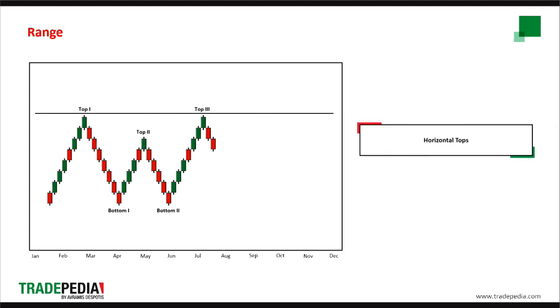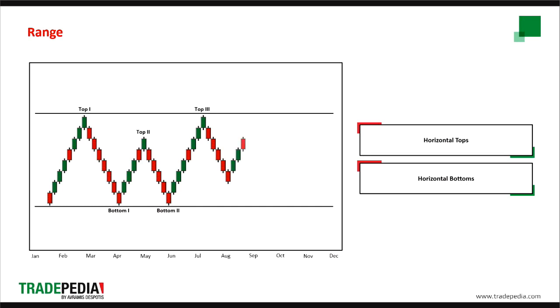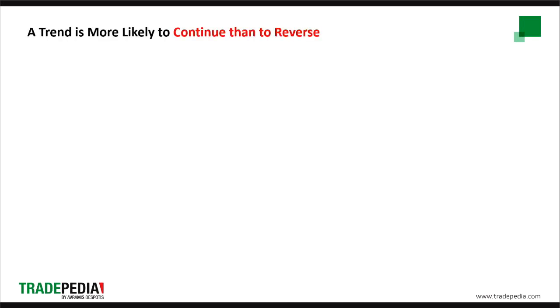Of course, the range is made up of horizontal tops and horizontal bottoms, and it's no nuclear physics. No need for the tops and bottoms to be exactly on the same level. It is enough to say that when you don't have an uptrend and we don't have a clear downtrend, then we assume the market to be moving sideways or moving in a range or in an unidentified trend. These are the three trends. Of course, Charles Dow also observed and concluded that a trend is more likely to continue than to reverse.